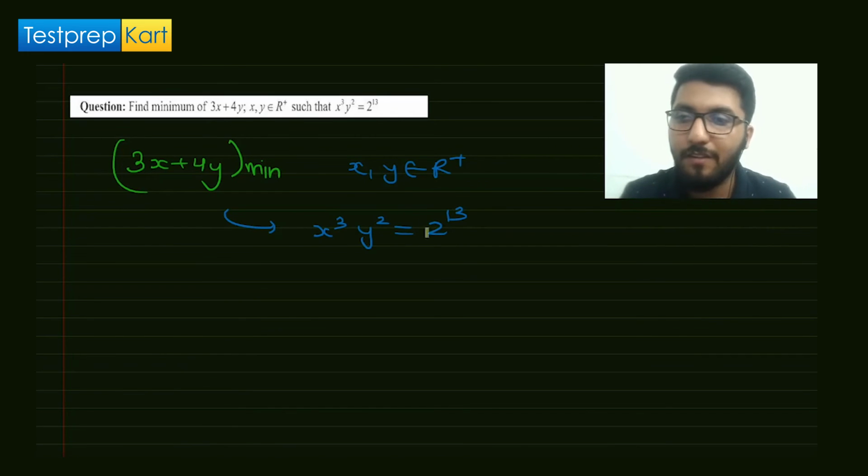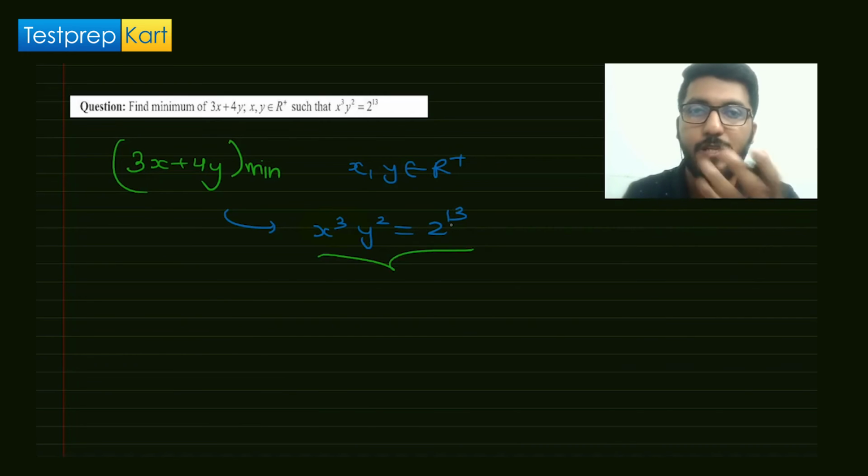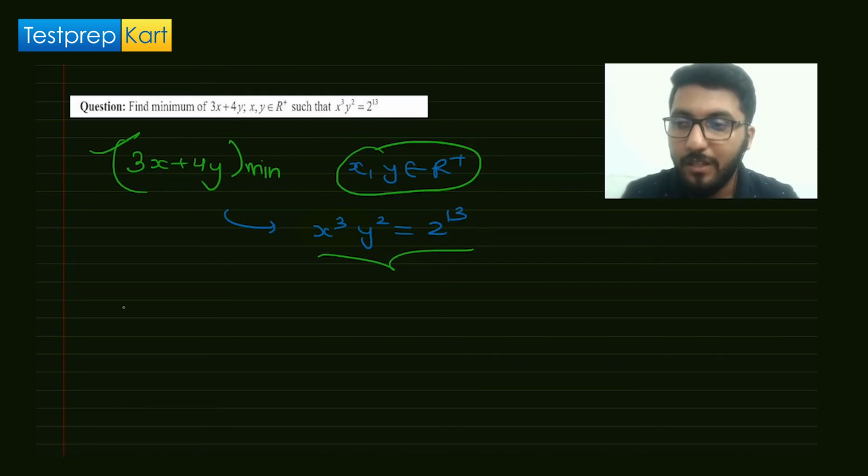Whenever they have given you the value of some expression in terms of the variables, and they're asking you the minimum or maximum value of some expression, and provided that the variables involved are positive, there comes the concept of the AM-GM inequality. That means for any set of positive numbers, that is, numbers greater than 0, we always have their AM greater than or equal to GM.